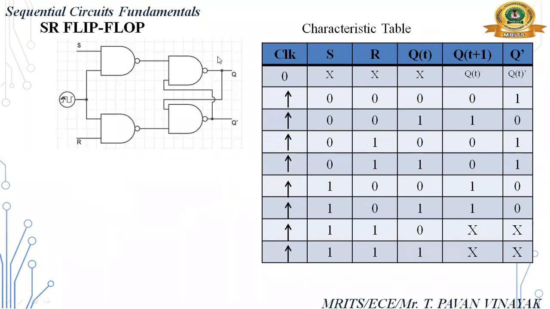So observe from the truth table. When the clock signal is 0, whatever the input, it is the previous state. What is the previous state? Q of t. So I am writing Q of t here. Next, whenever S and R are 0, SR equal to 0, it is also the previous state, right? So what is the previous state here? Q of t. Whatever value is in Q of t, you have to write it in Q of t plus 1. So I am writing that one only.